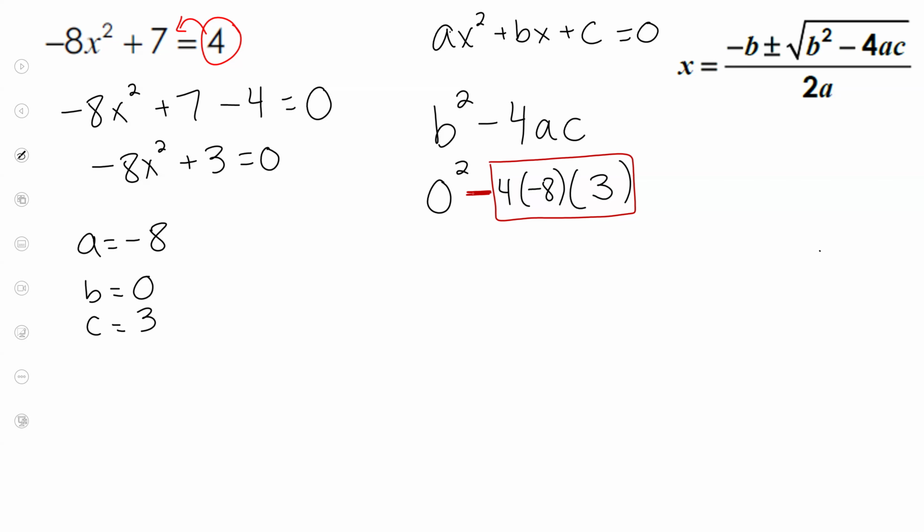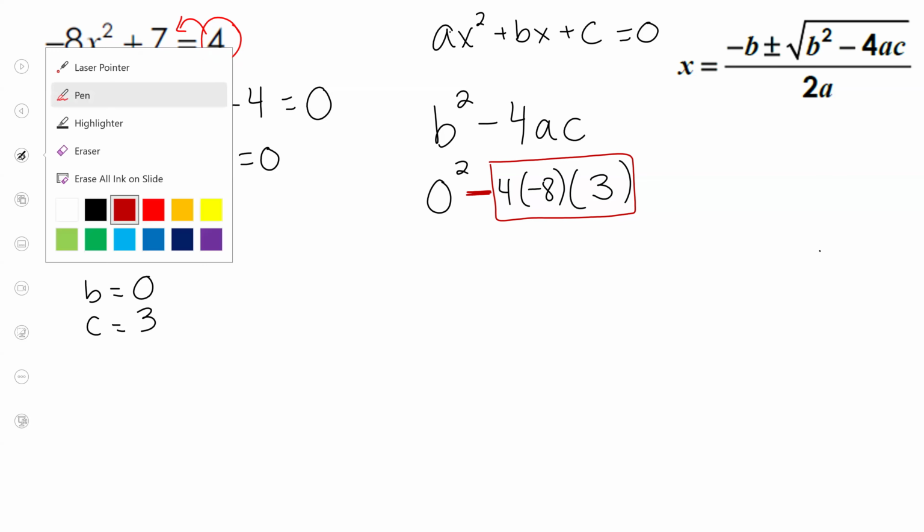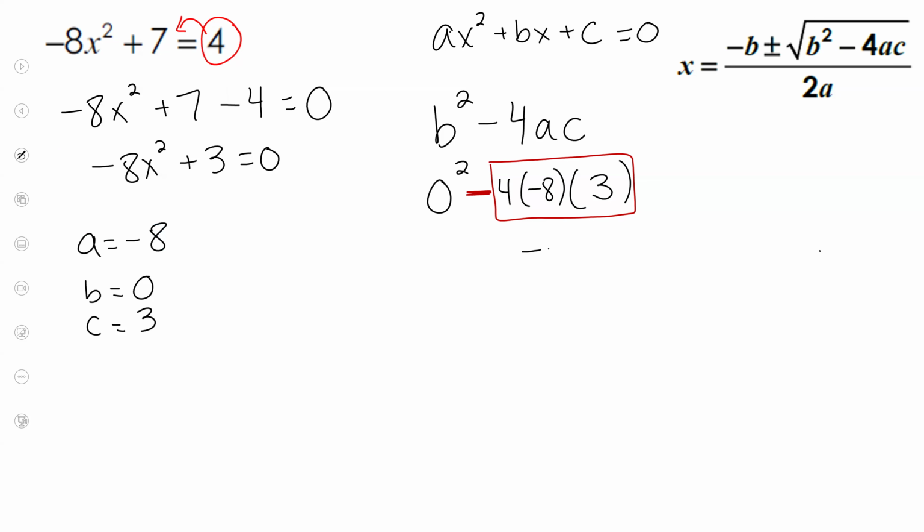So what's 4 times negative 8? Negative 32. What's negative 32 times 3? Negative 96. Okay, so that's what the value of this box is. I also have a minus sign on the outside, and 0 squared is just 0. So notice, guys, I now have 2 negative signs. That becomes 0 plus 96, which is just 96. So, guys, my discriminant is positive. What does that mean? Yep, I'm going to have 2 solutions.